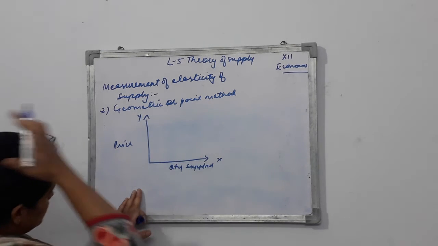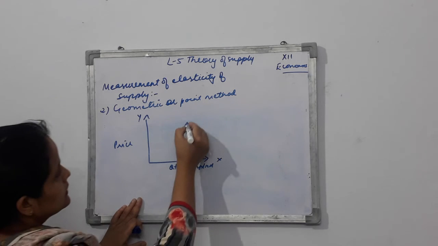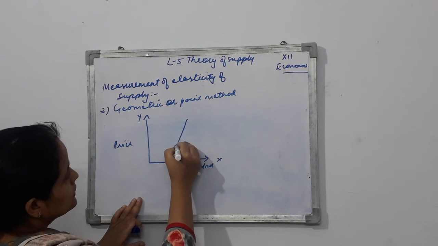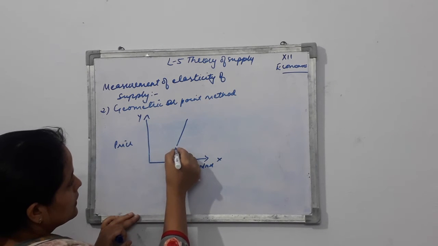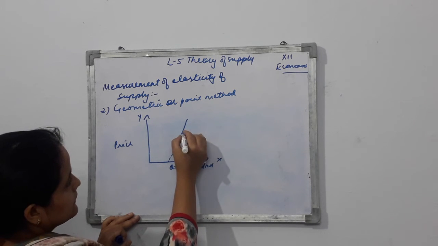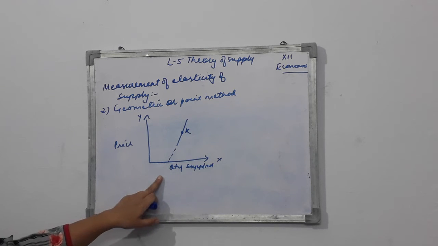हमको अब क्या करना है? Suppose point K में क्या करना है? Elasticity of supply measure करना है, ठीक है? ये ऐसा ले लो. अब ये क्या है आपका? This is your supply curve, right? This is a point K. So we have to measure what elasticity of supply at point K, right?